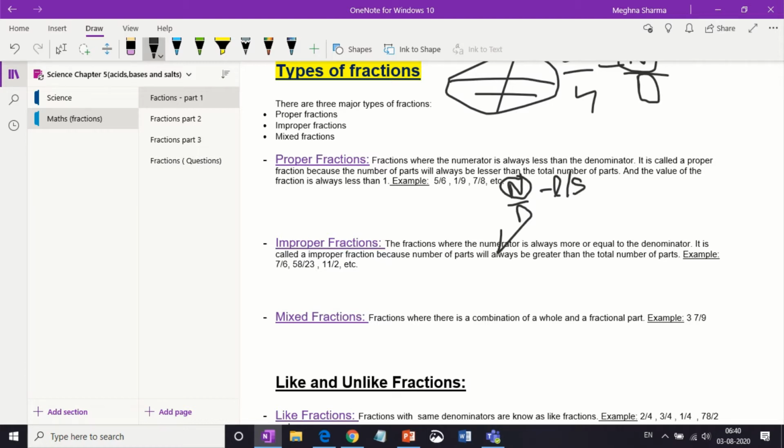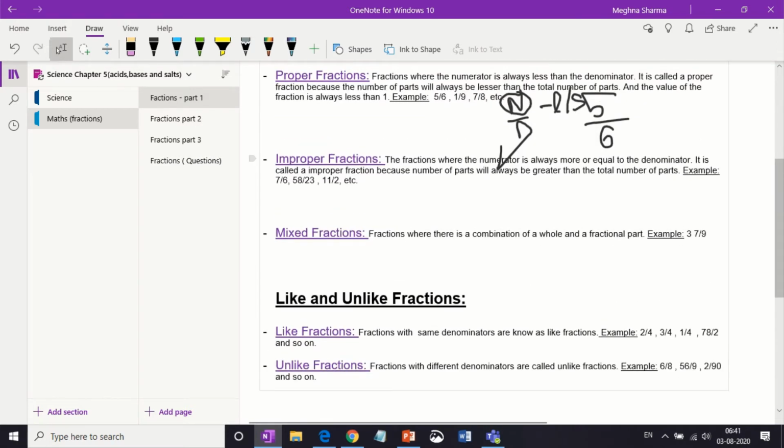For example, take 5 by 6. Here in this, 6 is the total number of parts and 5 are the shaded parts. Here this is not a whole because not all 6 parts are shaded. In this case, this becomes a proper fraction. Now let's see improper fractions.